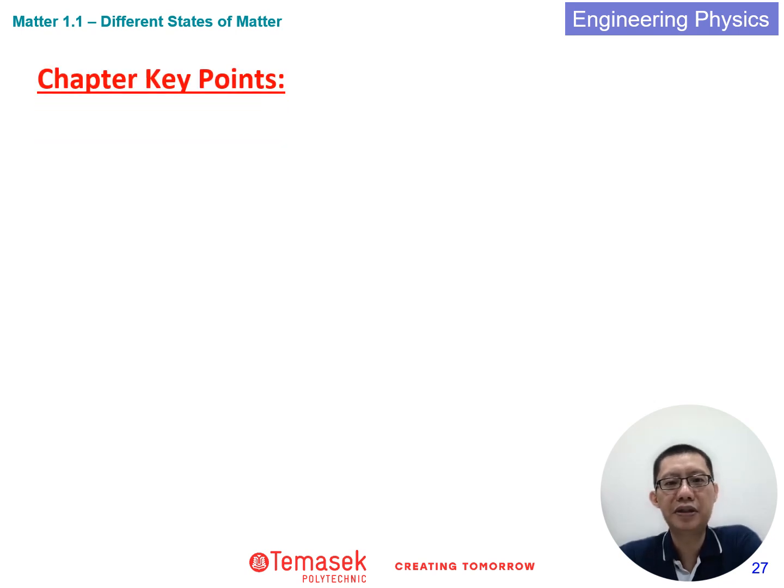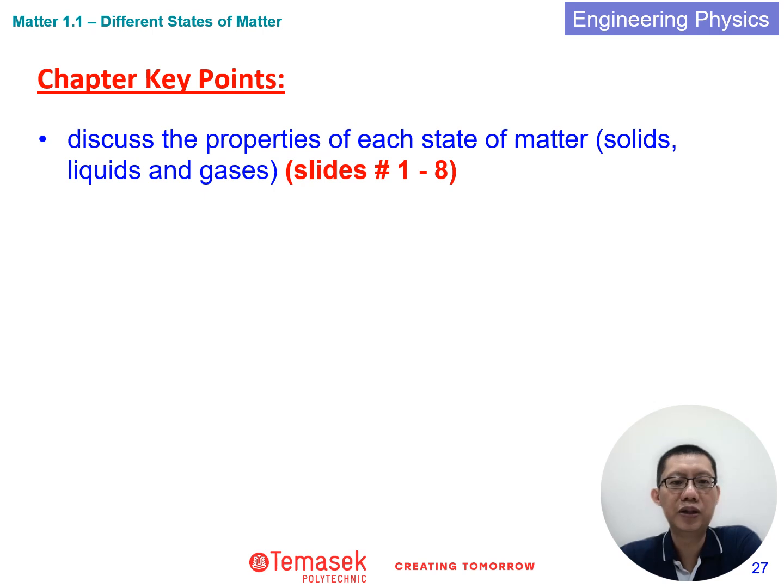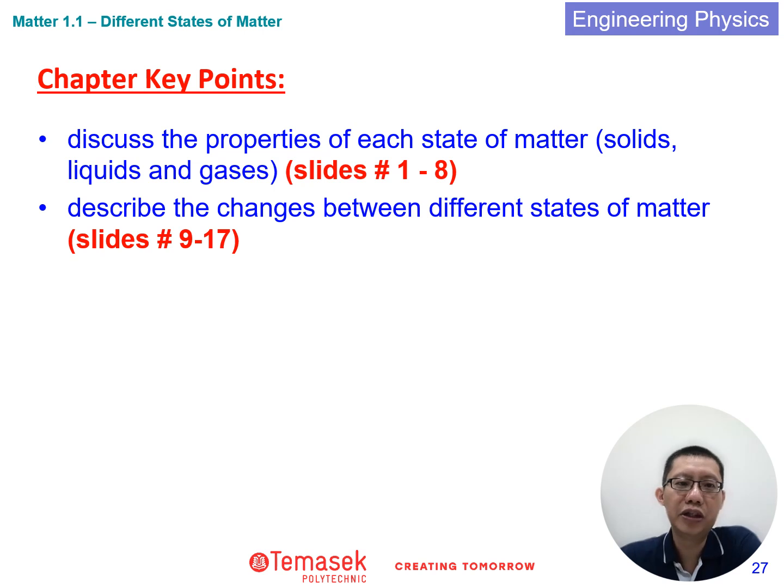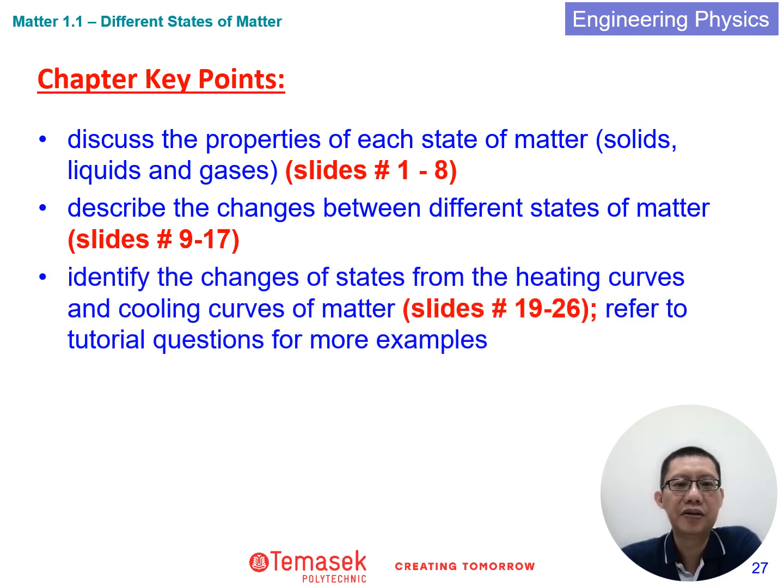To summarize the key points covered in this chapter. First, we discuss the properties of each state of matter, solids, liquids, and gases covered in slides 1 to 8. Next, we describe the changes between different states of matter, which are detailed in slides 9 to 17. Finally, we explore the heating and cooling curves of matter and how to identify changes of states using these curves, which can be found in slides 19 to 26. For further examples, refer to the tutorial questions.